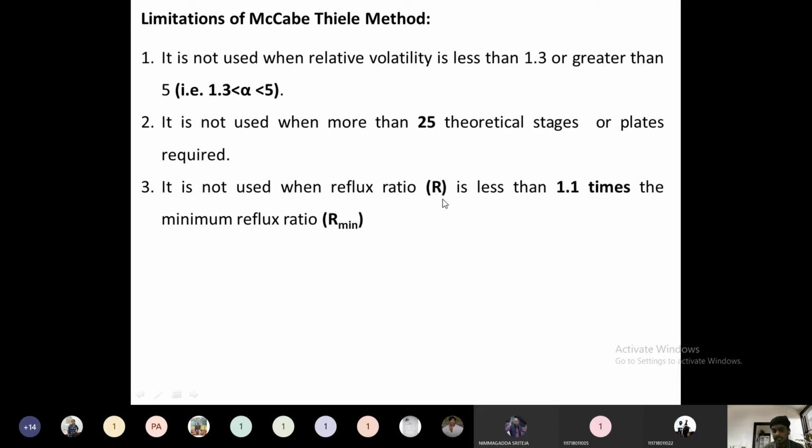What is the reflux ratio? What is infinite or total reflux ratio? We will see in the next topics.